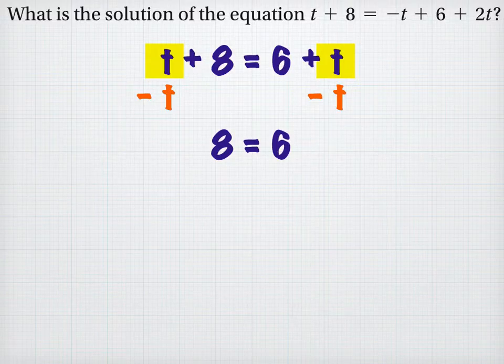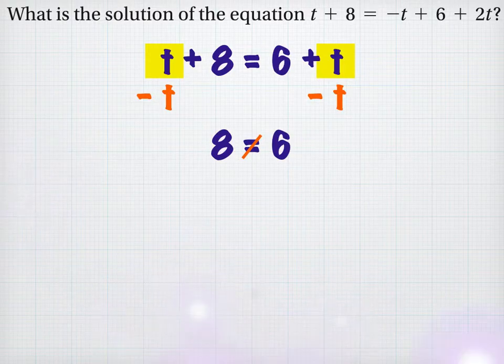On the left-hand side, I'm going to bring down a positive 8, and on the right-hand side, I'm going to bring down a positive 6 because that's what's left in the equation. But that's not a true statement. 8 does not equal 6. 8 will never equal 6. I've recently heard this called an absurdity, right? It's pretty absurd. 8 doesn't equal 6. That's common sense. We know that.